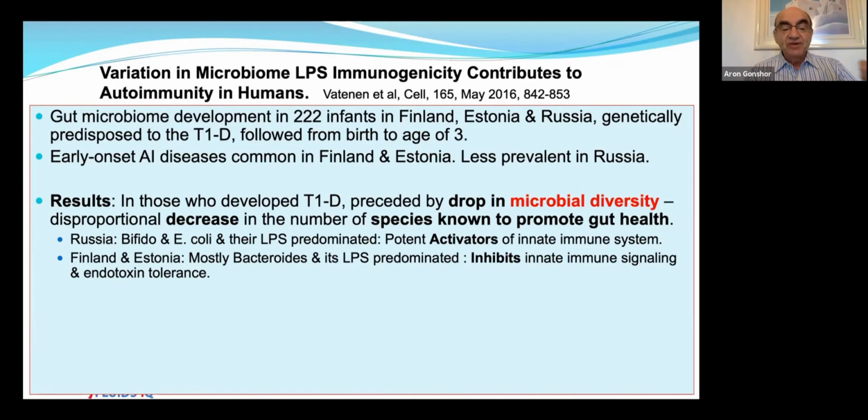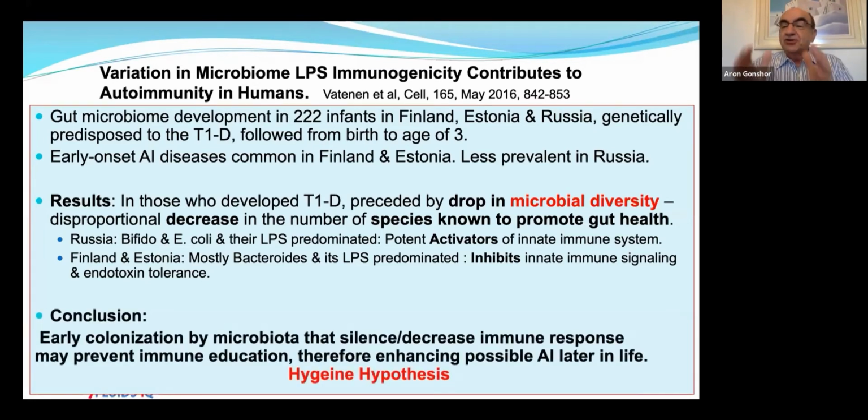In Russia, Bifido and E. coli and the LPS predominates. Well, you'd say, well, wait a minute, those are toxins. But yes, they are toxins, but they are very potent activators of the innate immune system. There's another term I want you to remember because we're going to go into that in more detail. In Finland and Estonia, what you see is a predominance of Bacteroides and its LPS. Well, guess what? It inhibits the innate immune signaling. And so therefore, what you're getting is early colonization by microbiota in, let's say, Finland and Estonia that are silencing or decreasing the immune response.